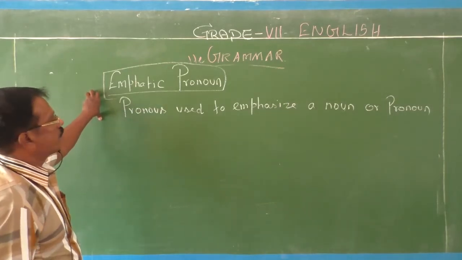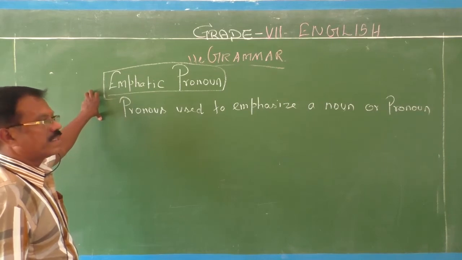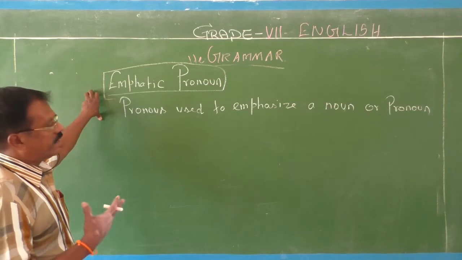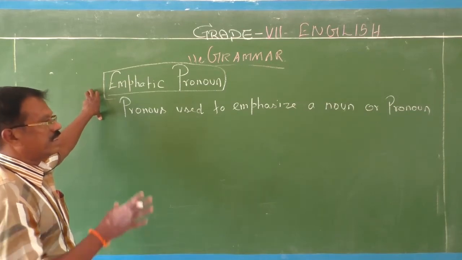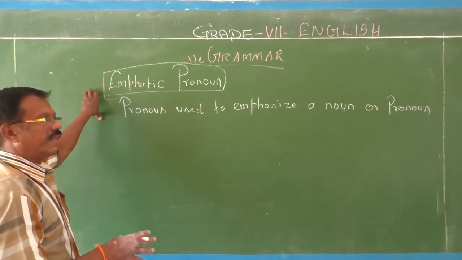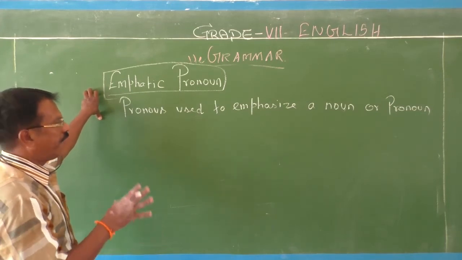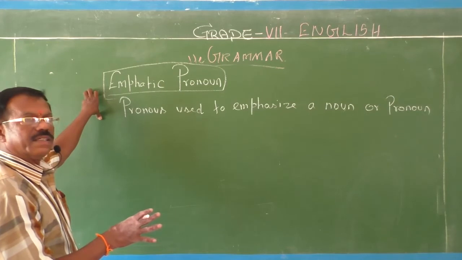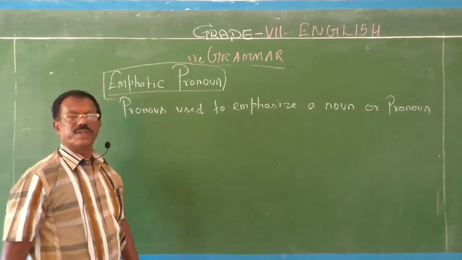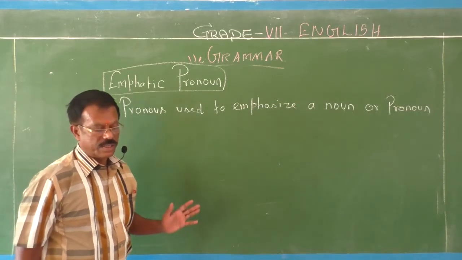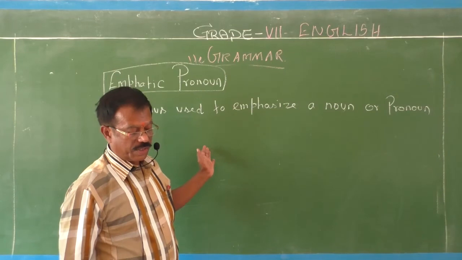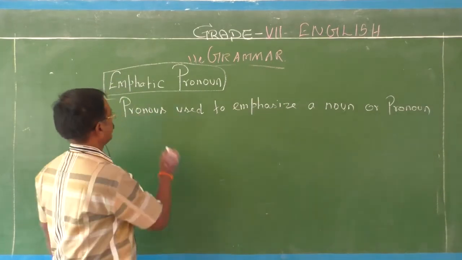Why we use this to emphasize? Because some actions should be emphasized, and when you are going to emphasize, this is done by a particular person. So where you want to emphasize the doer of the action, there you can use these emphatic pronouns. And these emphatic pronouns are used with a noun or pronoun to emphasize.